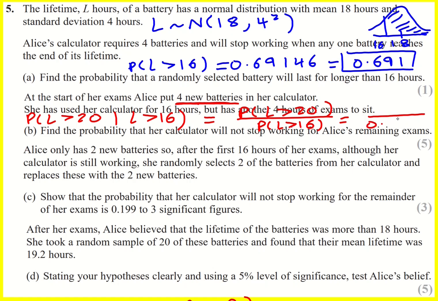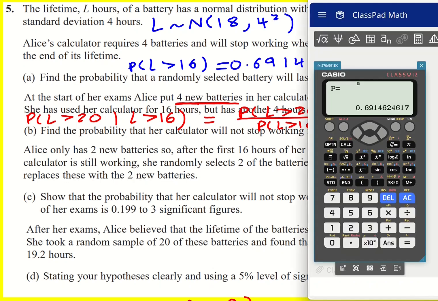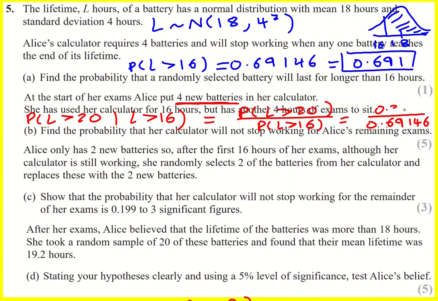It's 0.69146. You will get away with using the rounded version, but really you should use the non-rounded version to avoid errors in your third significant figure. I say you'll get away with it, you might not, okay? So this is just good practice, just please do it. And for the probability that L is greater than 20, just go back to here, change this 16 to 20, and we get 0.30853. Okay, and then do a little division, and this gives 0.44620.